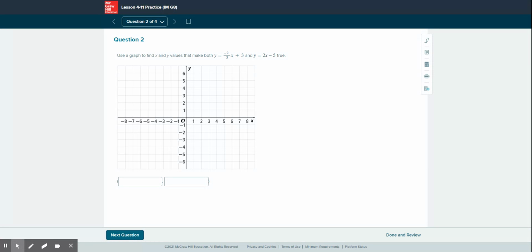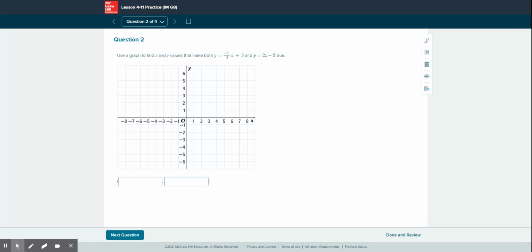We're talking about using a graph to find the X and Y values that make both the equations true. So we're looking at these two equations and asking, when does this equation intersect with this equation? So what I'm going to do is start with the blue pen and go ahead and just start graphing these two equations. We'll do this one in blue and then the other one in a different color.